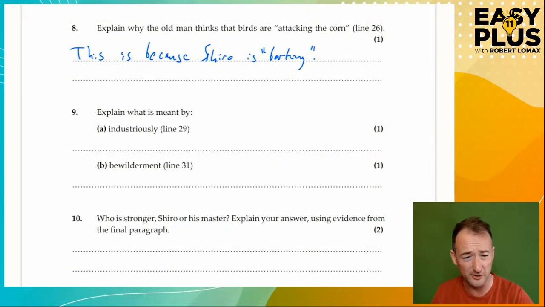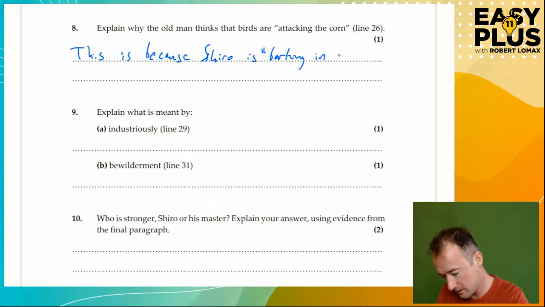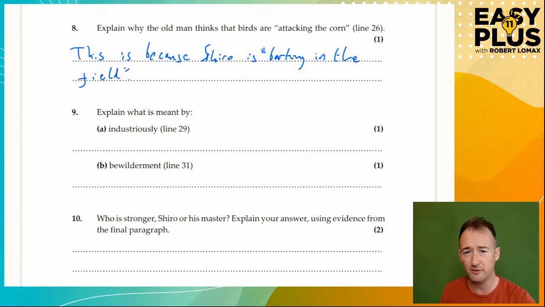I can't be certain of the one mark by putting because Shiro is barking. Maybe half a mark. To be certain, I'm going to write, this is because Shiro is barking in the field. Okay, and I've definitely got enough. And it's fine, there's a quotation here. It's exactly the right quotation.